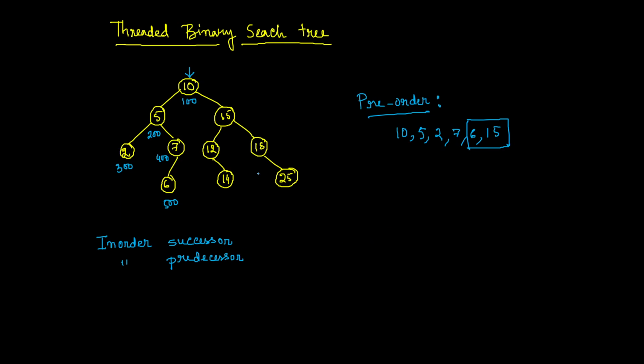If we just do an in-order traversal of this particular BST, it's very trivial, you can easily do that. That is 2, 5, 6, 7. We know that if we do in-order traversal, it will become an increasing order, right? So 12, 14, 15, 18, 25.